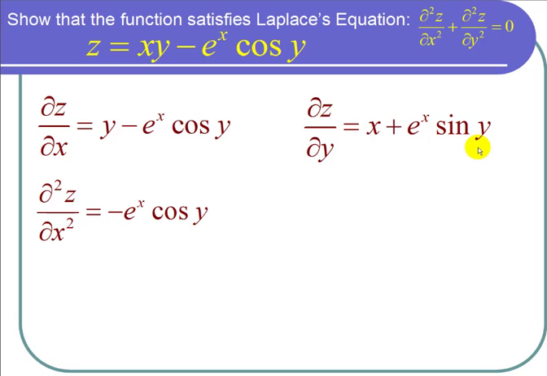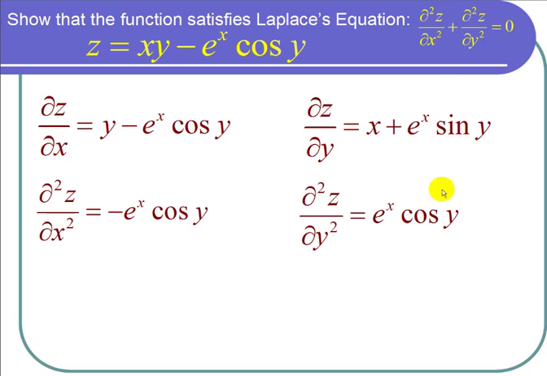So now let's take the second derivative of z with respect to y. Here x is a constant, so its derivative becomes 0, and the derivative of the sine of y is the cosine of y, and e to the x is a constant, so it stays. So I get that del squared z over del y squared is equal to e to the x cosine y.